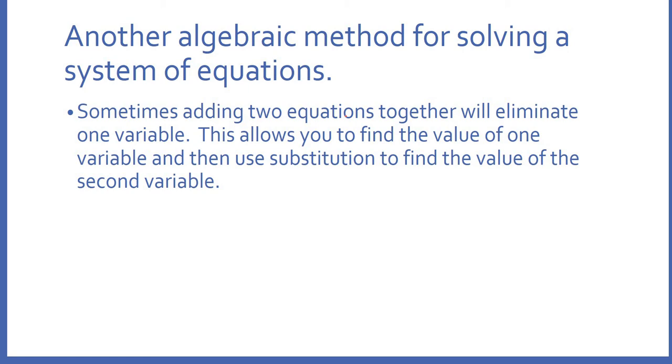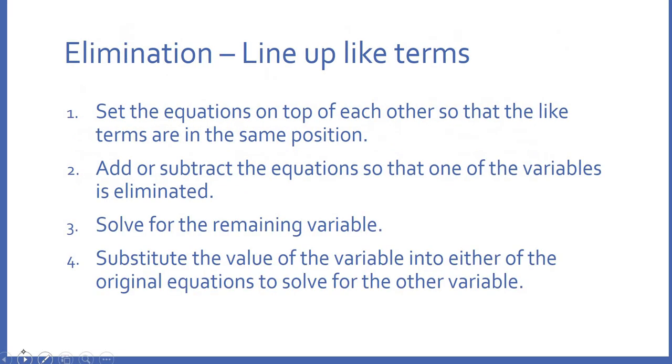Sometimes adding two equations together will eliminate one variable. This allows you to find the value of one of the variables and then use substitution to find the value of the second variable. So elimination. My key word for that is to line up like terms. Remember, in substitution I said you should set them side by side. So substitution, side by side. Elimination, line up like terms.